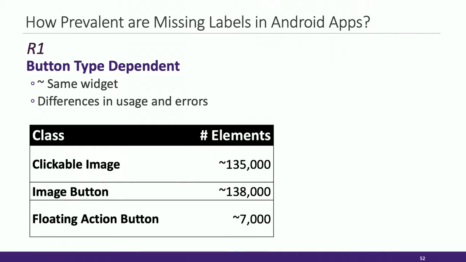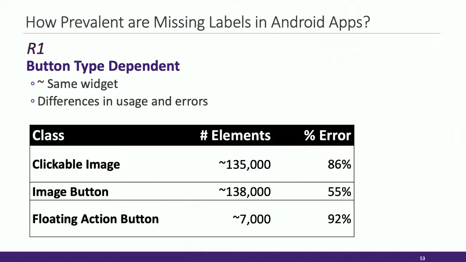We saw about 135,000 clickable images and 138,000 image buttons, but only 7,000 floating action buttons, which isn't super surprising, again, given that floating action buttons are much more recent design-wise. But we also saw big differences in their percent error rates, with clickable images having an 86% error rate, image buttons 55%, and floating action buttons 92%.